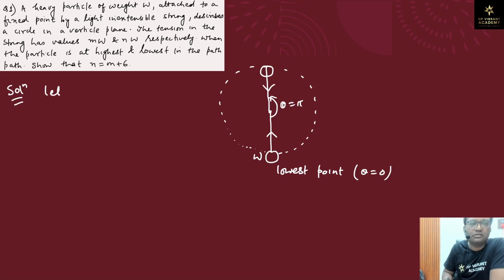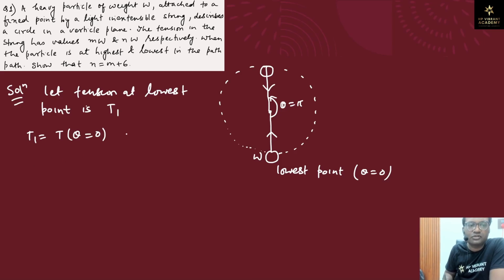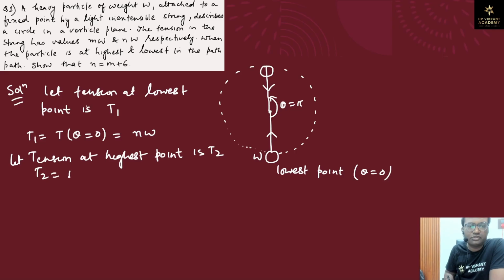Let the tension at the lowest point be T1. So T1 is equal to the tension at theta is equal to 0. This is equal to NW. And let us consider the tension at the highest point. Let the tension at the highest point be T2. So T2 is equal to the tension at theta is equal to pi. This is equal to MW.